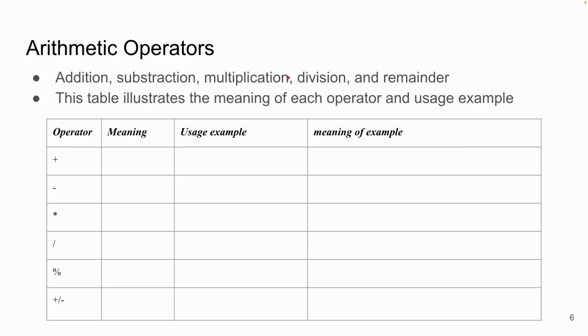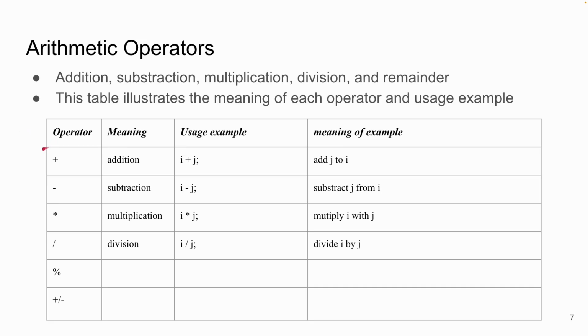So first, let's check out what arithmetic operators are. Arithmetic operators can help us do all these calculations. We can do addition, subtraction, multiplication, division, and remainder. So all these calculations can be fulfilled by the arithmetic operators provided by C. And this table just shows you the meaning of each arithmetic operator and some examples. So let's check them out one by one.